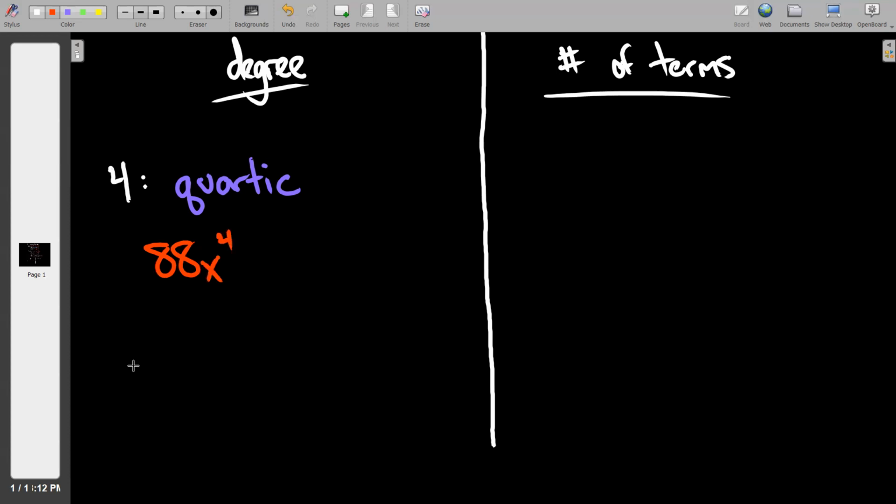Yep. The only time you use fancy words is if someone says this, you can say x squared, or this, you can say x cubed. Everything else is just x to the 4th, x to the 5th. There's really no fancy way to say it. So actually, there probably is, but I don't know what it is.